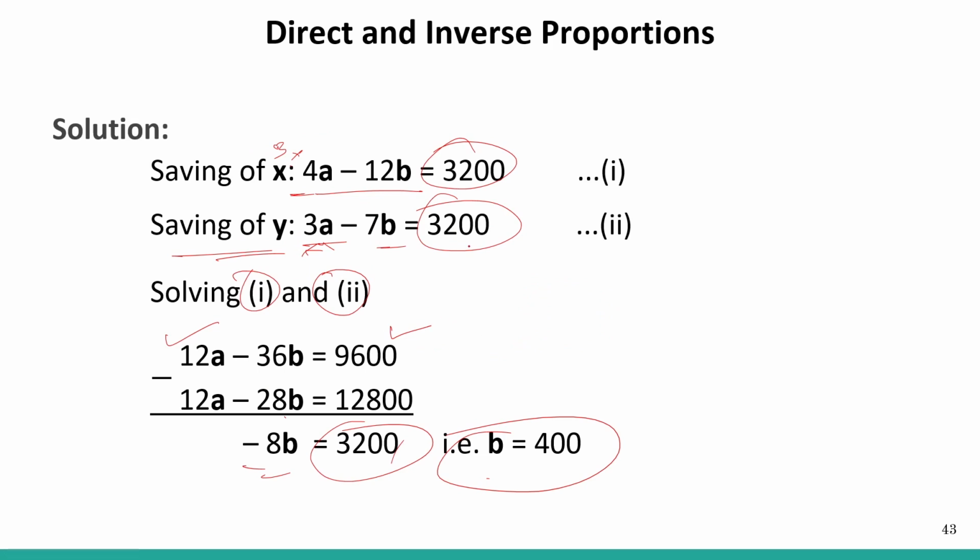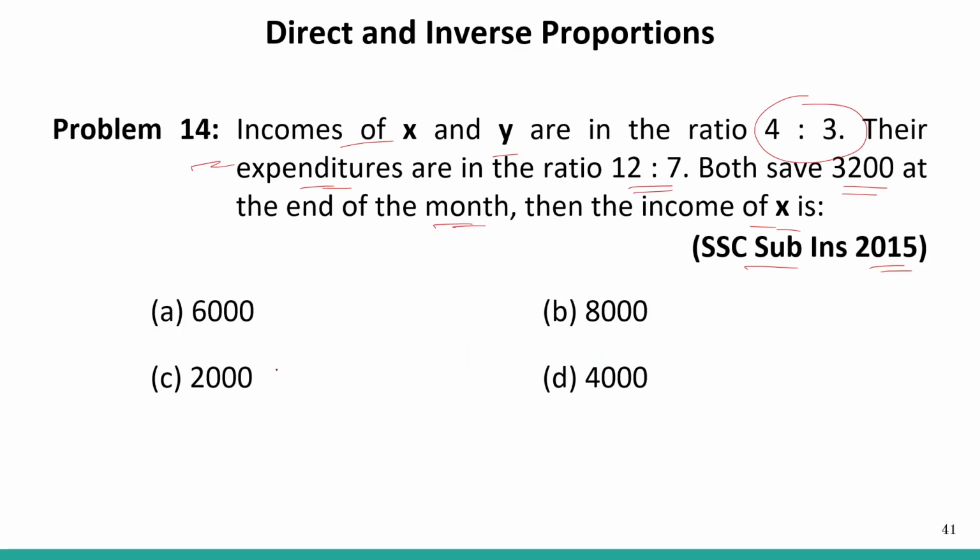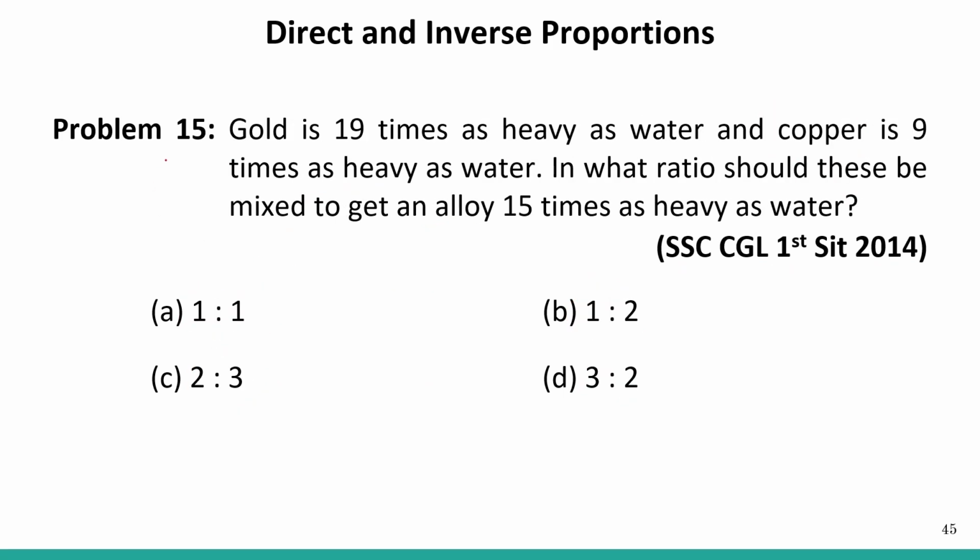Okay, so how much will be the income of y? It will be 3a minus 7b. Okay, you can also calculate that. So it will be 8,000. So this is the correct answer. These are all wrong answers. So let's see problem number 15.